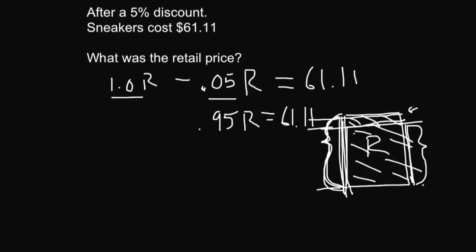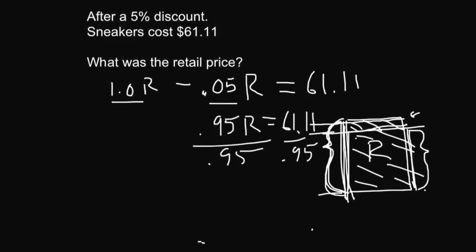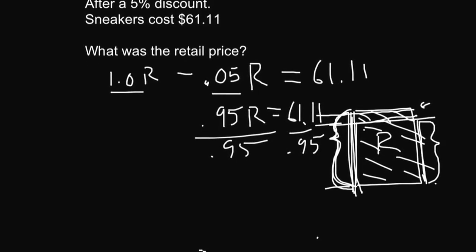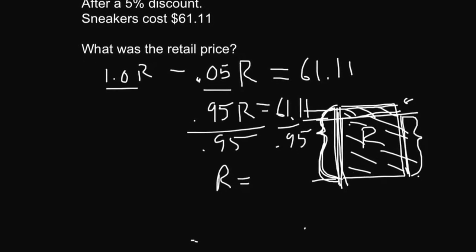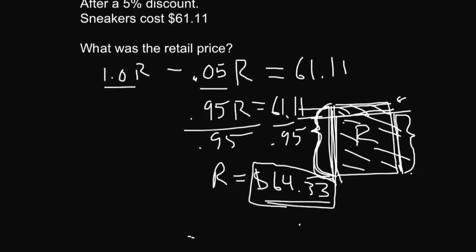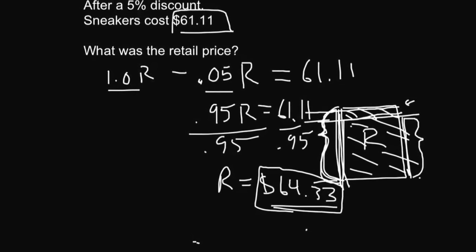If you go ahead and divide that by 0.95, you'll find a nice tidy number. Actually, it's not such a nice tidy number. It comes out that R, rounded to the nearest penny, would be $64.33. That's a rounded value. Now, if you check that out, you can take 5% of that number and subtract it from that, and you'll come out right in the neighborhood of 61.11.